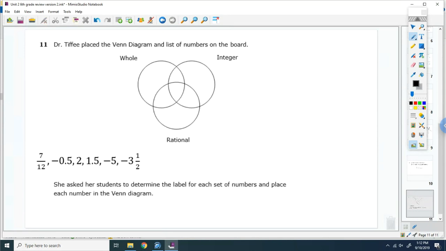All right, number 11. Dr. Tiffy placed the Venn diagram and listed numbers on the board. She asked her students to determine the label for each set of numbers and place each number in the Venn diagram. So this would be 7 over 12. This would be -0.5. And then 2 will be everything. And then this will be 1.5. And -5 would be an integer and rational, so it would go right here. And then finally, -3.5 is just another rational.